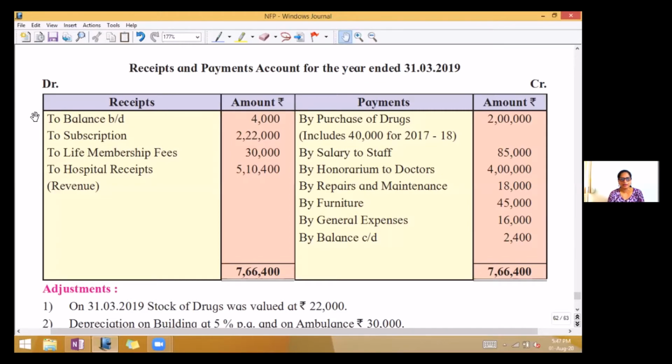Then is salary to staff, honorarium to doctors. Now honorarium means that you pay something to the doctors. Now especially we have guest lectures for banking. So when the guest lecture comes, we give him some amount. So that amount is called as honorarium. By repairs and maintenance, furniture, general expenses, and by balance carried down. This is the cash balance.